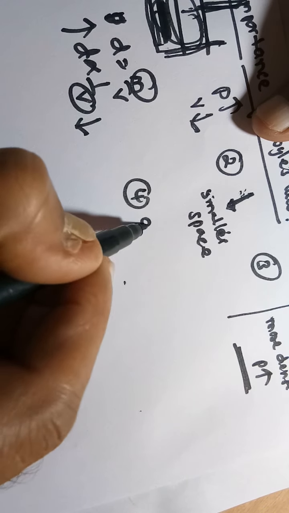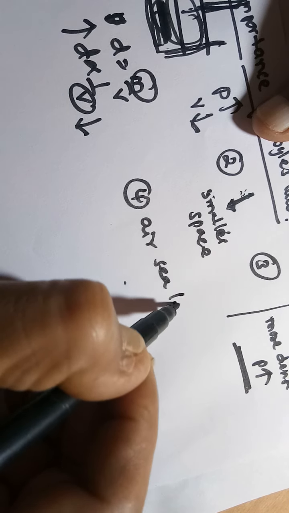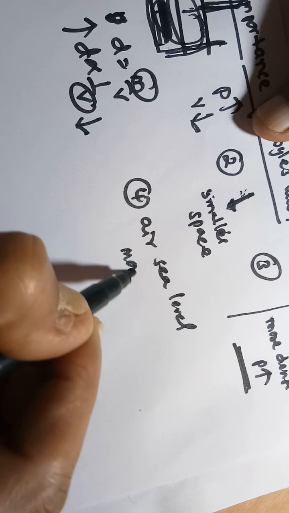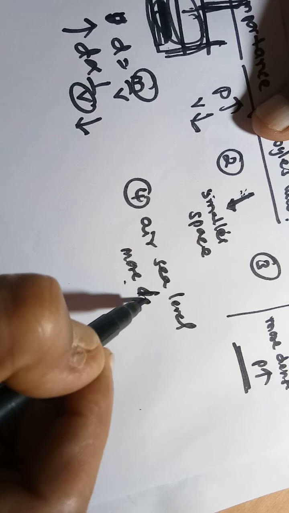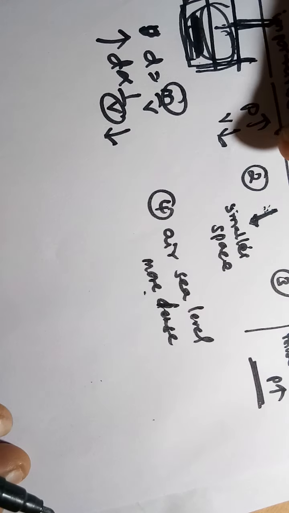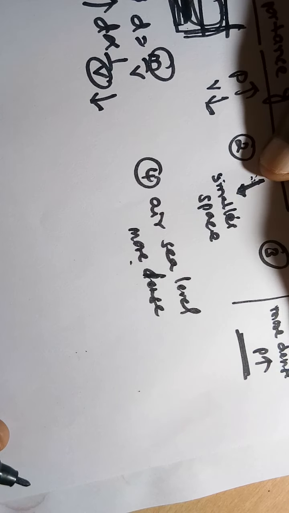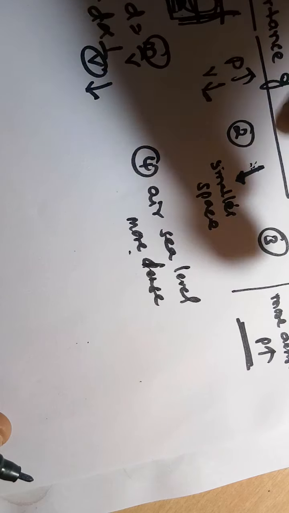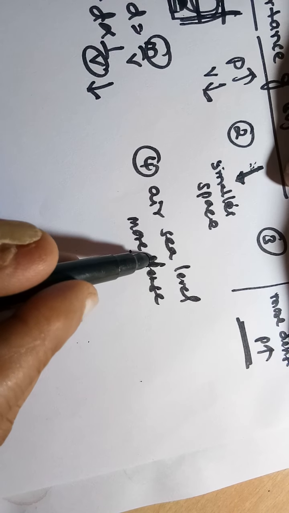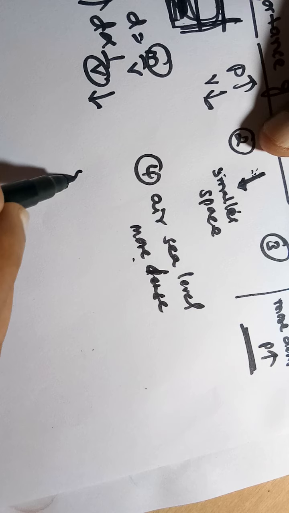Next one. Air at sea level is denser because it is compressed by the mass of air above it. So air at sea level is more dense, because more air is present above it. So that's why it has more density.